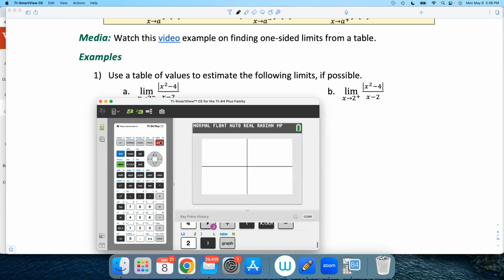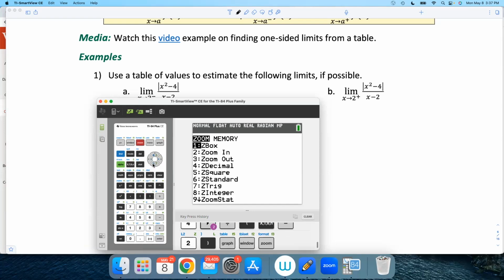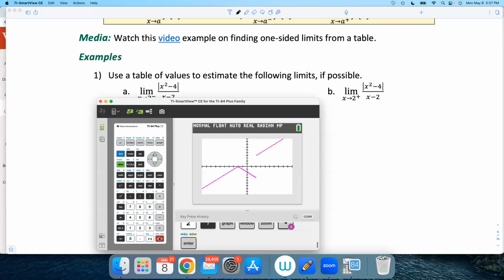We can take a look at the graph. I have no idea what kind of window I'm on here. Maybe I should go to a standard window. Oh, that's weird looking. We can kind of look at the graph here and say, I don't even need to do a table of values. As x is approaching 2 from the left, so now I'm looking at this chunk of the graph below x equals 2, these y values are approaching -4.